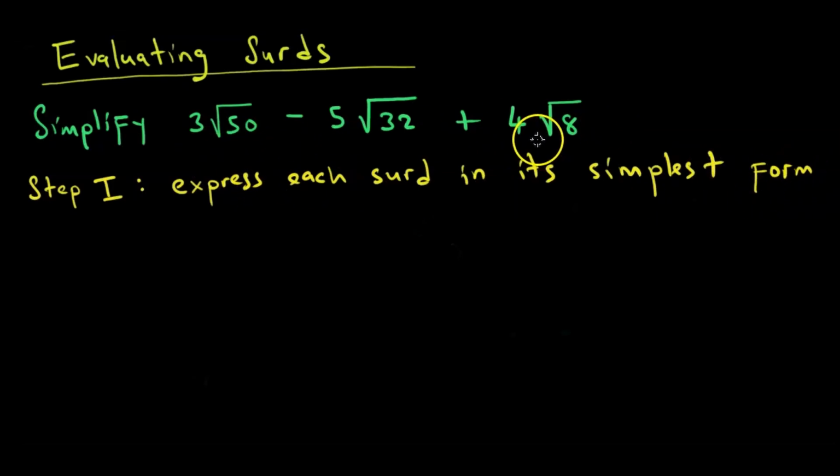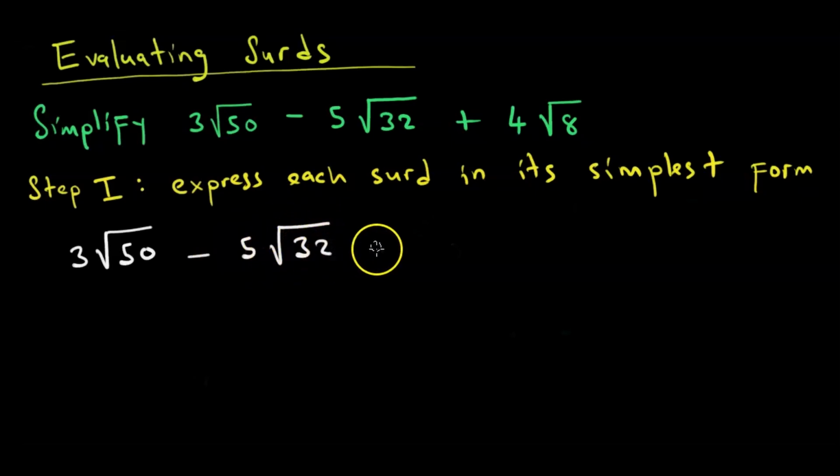We have 3 surds in our expression: 3 the square root of 50, 5 the square root of 32, and 4 the square root of 8. We want to express these surds in their simplest form. How do we do that? So we have 3 the square root of 50 minus 5 the square root of 32 plus 4 the square root of 8. That is what we have. We are going to see that we can express the square root of 50 into a simpler surd form. How do we do that?